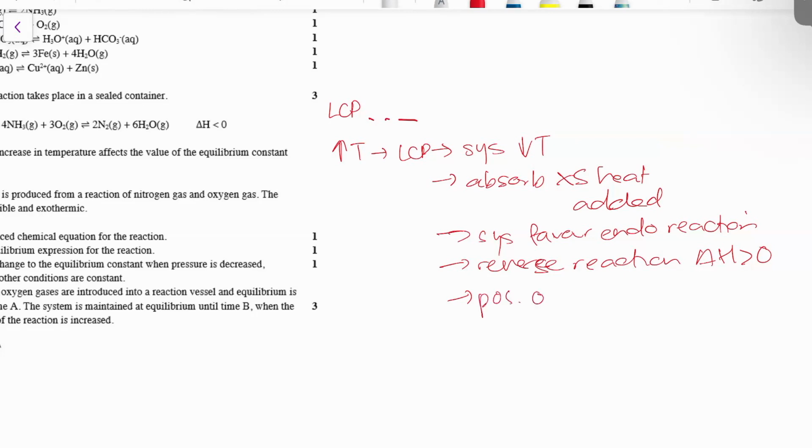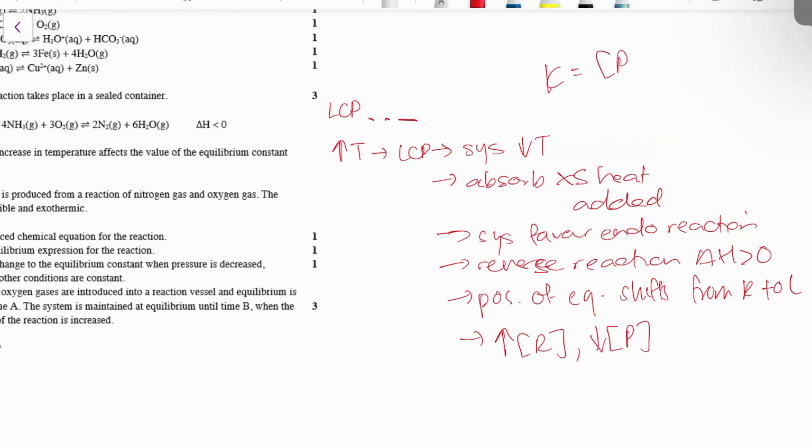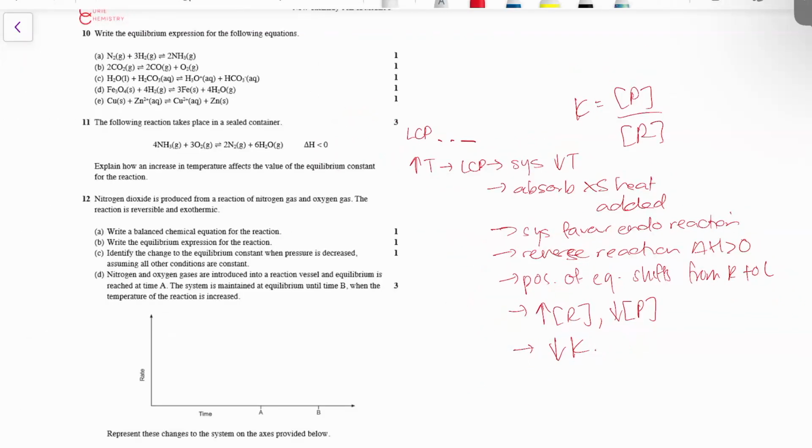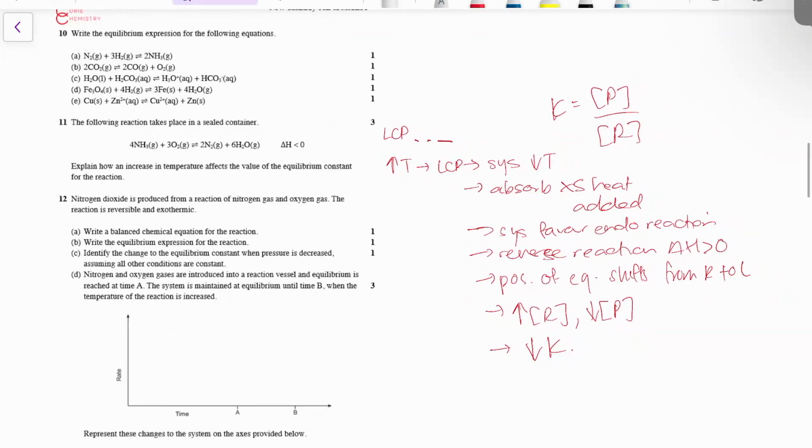So the position of equilibrium shifts from right to left, which means what's happening to the different concentrations? Reactant concentrations are increasing and product concentrations are decreasing. And we know that the equilibrium constant is products over reactants. So if reactants are increasing and products are decreasing, what's happening to the equilibrium constant? It's becoming smaller. Yes, so there's going to be a smaller K value, and that's your answer. Any questions? No.